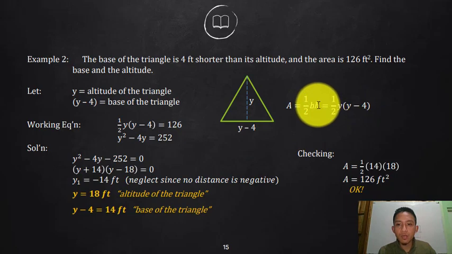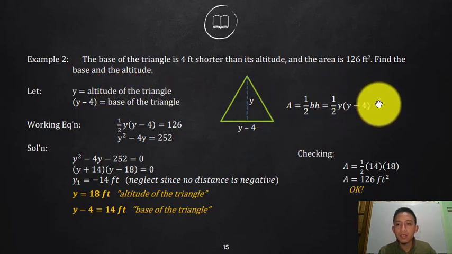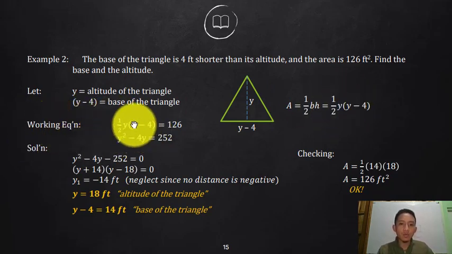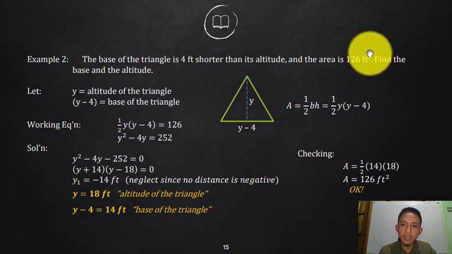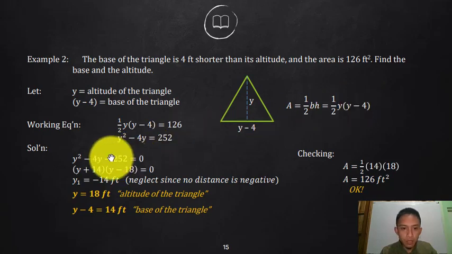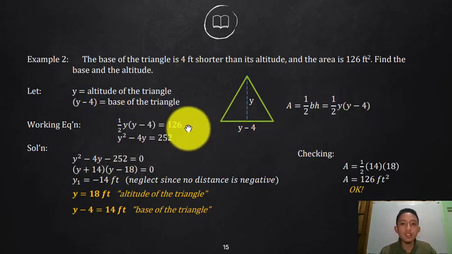And then multiply that one with your height, which is y. So that is 1/2 y times y minus 4. So that is our area. So for us to create our working equation, let's make use of the given. It says there the area is 126 feet squared or square feet. So that equation here, we will equate that one with 126. Then that is your working equation.